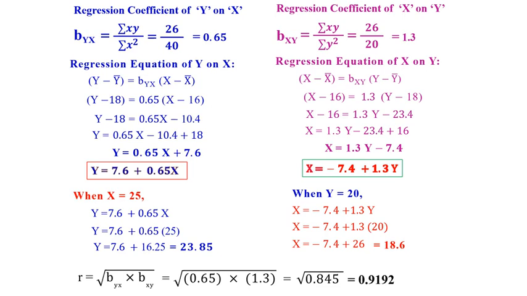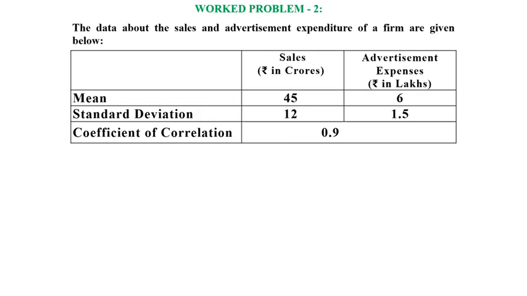Okay, next worked problem number 2. The data about sales and advertisement expenditure of a firm are given below. Sales in rupees crores and advertisement expenses in rupees lakhs are given. Mean of sales 45, mean of advertisement expense 6. Standard deviations are given here, 12 and 1.5 respectively, and correlation coefficient 0.9.